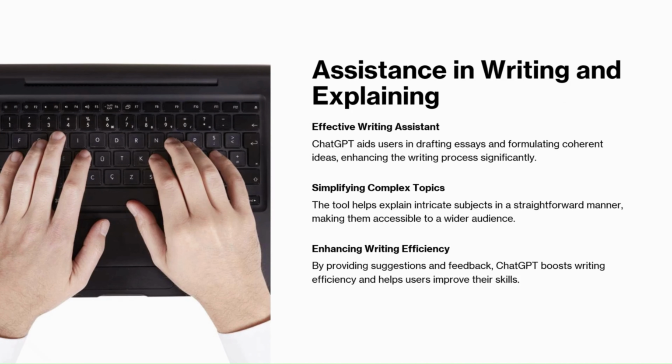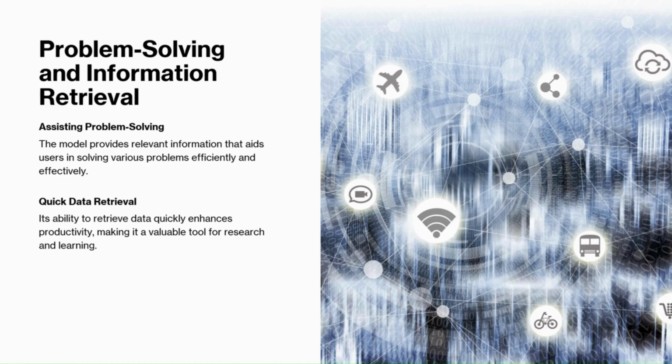ChatGPT is a helpful writing tool. It can help users come up with ideas, write essays, and explain hard topics in an easy way. ChatGPT can help solve real-time business problems by giving useful information and answering questions because it can find answers quickly. It's a good tool for research and learning.